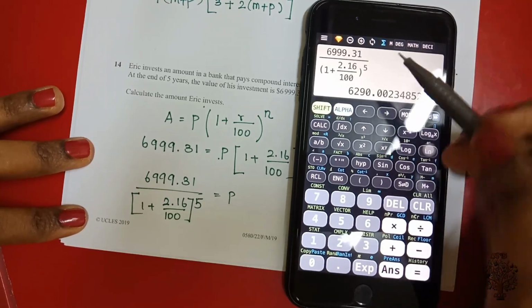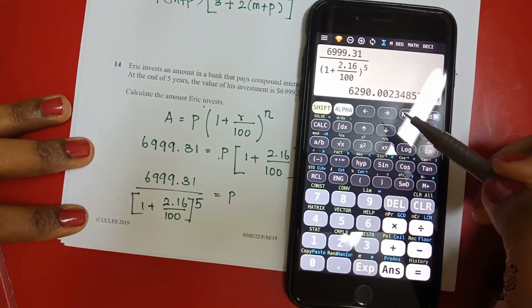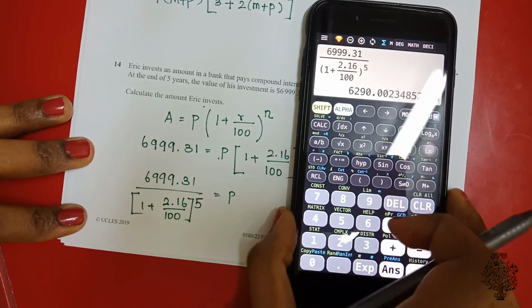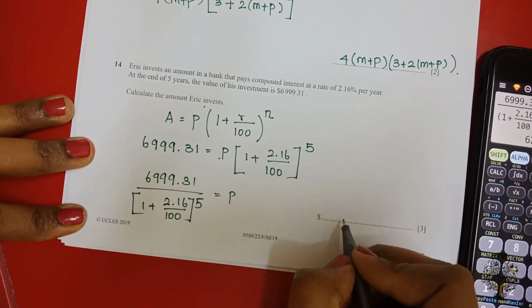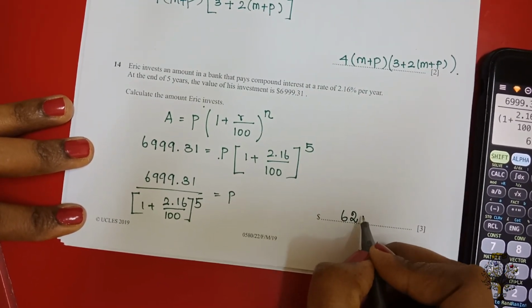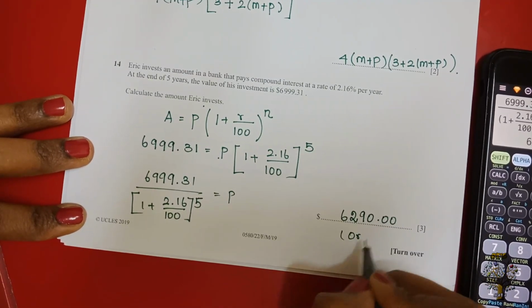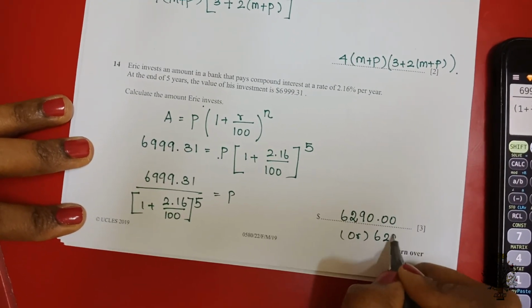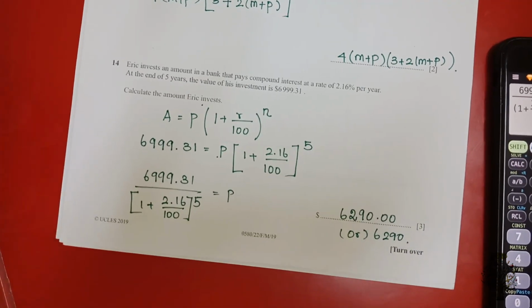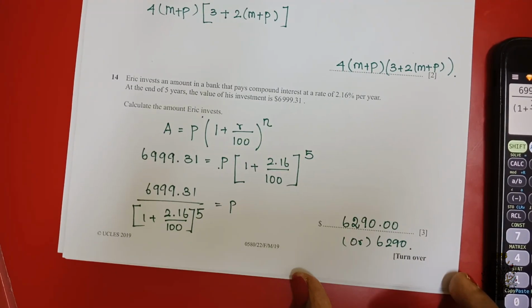We have 6,290.00. Okay, so I'm writing here the principal amount is 6,290.00, or you can just say $6,290. That's it. Okay, now I'm taking the next part.